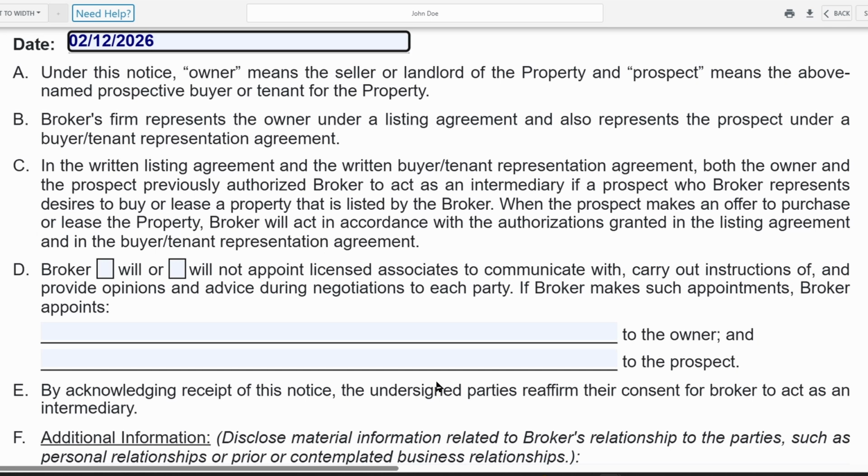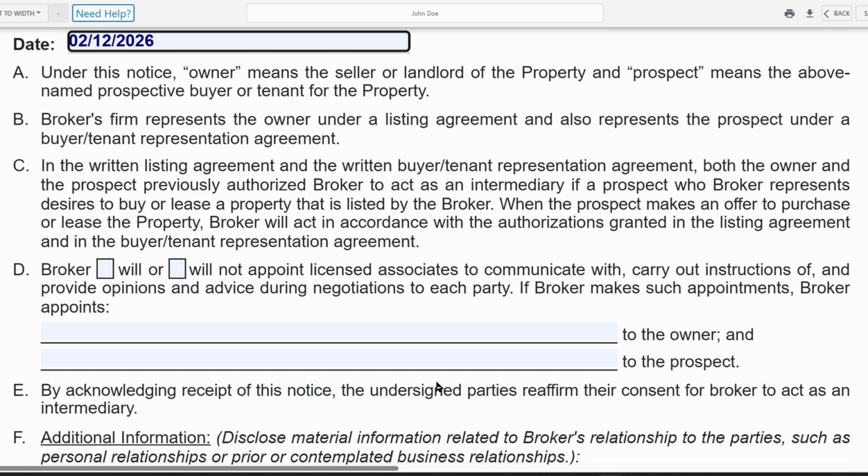If you are in an intermediary relationship notice without appointments, the other option is the broker will appoint licensed associates. As a broker, the broker can take and assign an agent to both sides of the transaction. He or she can appoint one agent to represent the owner. At that point, that agent can advise. That agent can give opinions, just like in a regular transaction, what we're used to. And the same can happen on the buyer side. He can pick another agent in the office. They can be appointed to the buyer side, and negotiations go on like normal.